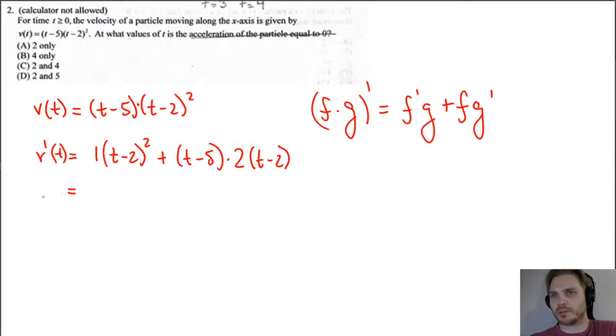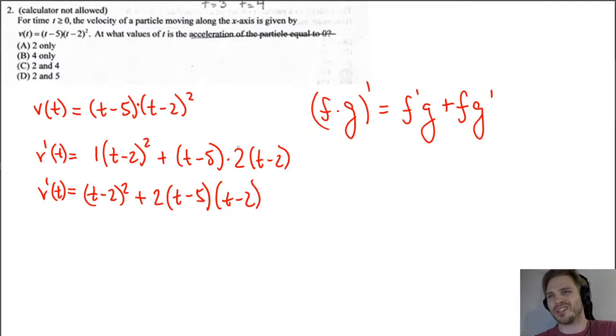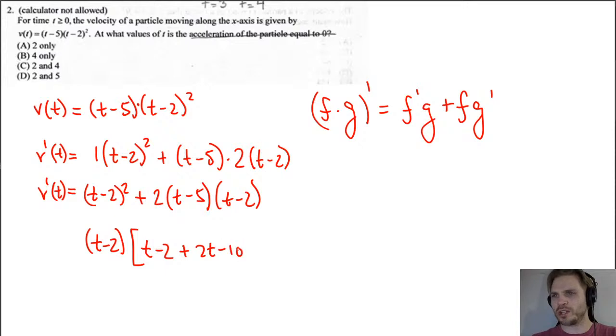And then let's just simplify that. So this is v prime of t. So we've got t minus 2 squared plus 2 times t minus 5 times t minus 2. So I didn't really do anything other than bring this out front, get rid of the 1. And then I see that I've got a common factor of t minus 2 here. So I'm going to pull that out. And then this is going to be times t minus 2 plus 2t minus 10. So I also distributed this 2 at the same time.